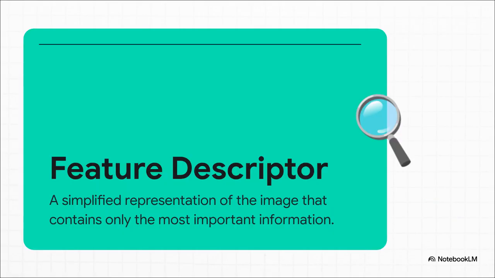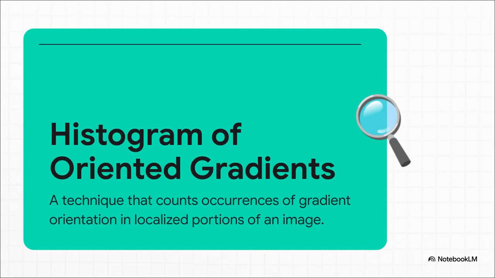To capture that shape, we need something called a feature descriptor. Just think of it like a numerical fingerprint for an image. It's designed to throw away all the useless visual clutter and keep only the most important bits of information needed to identify something. It's kind of like a police sketch artist for a computer. And that, my friends, brings us to HOG.